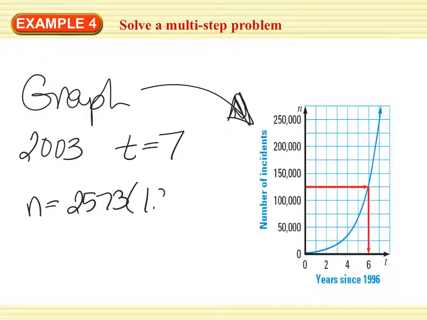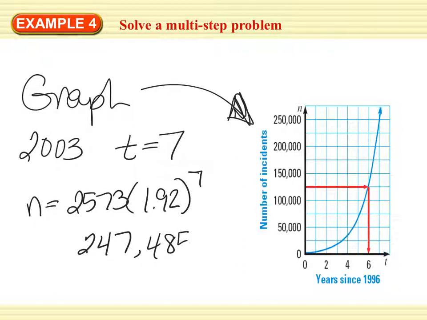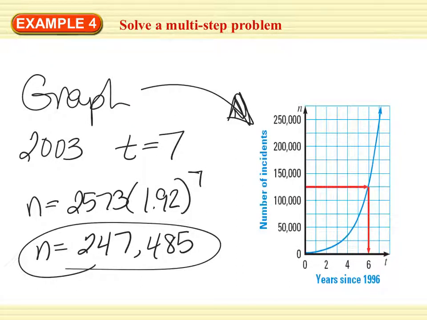2573 times 1.92 raised to the 7 is approximately 247,485. Cool. Now, we can look at this.